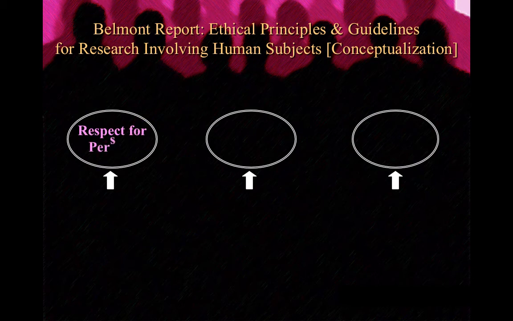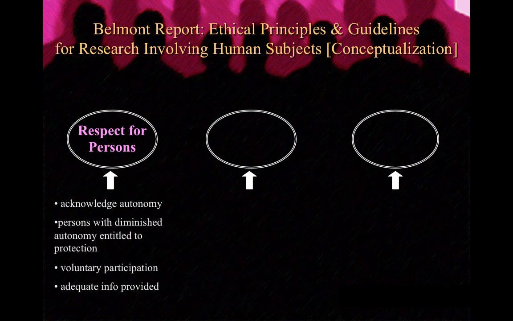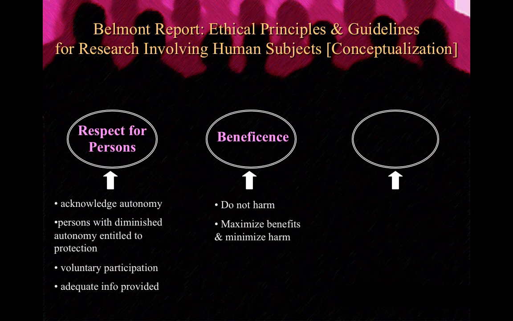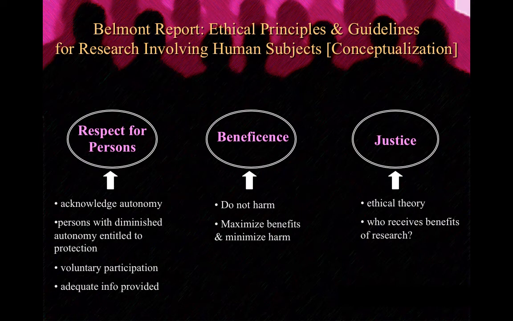As previously mentioned, the Belmont Report was created in the late 1970s. This document outlined 3 ethical principles in human subjects research. They include respect for persons, beneficence, and justice. Respect for persons refers to freedom from coercion.